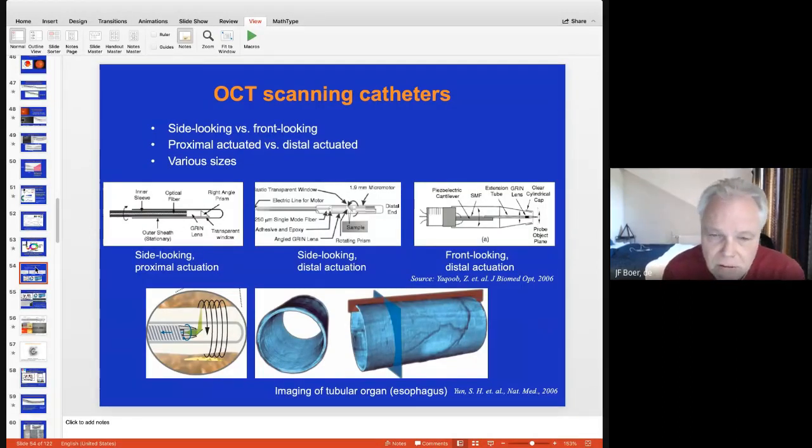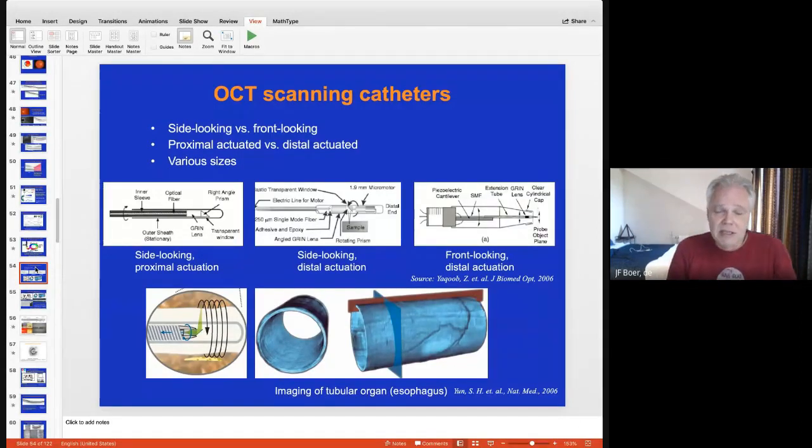So now we can acquire images at the speed of, let's say, 100 to 1,000 images per second. The latest lasers run at like 5 megahertz or so. That means 5 million depth profiles per second. And then what do you do with it?